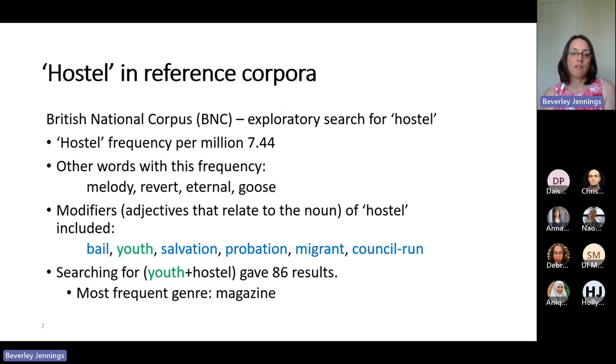And then when I explored that further, the most frequent genre for that meaning of youth hostel was in magazines. Well, I don't know about any of you, but not many young people I know read magazines. So the chance of coming across that meaning from a magazine is going to be quite slight.